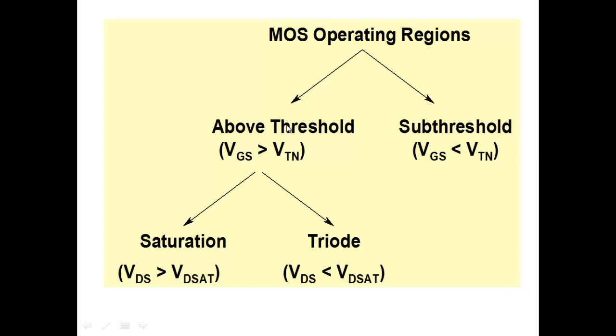Above threshold, there are two parts to it. We saw the characteristics. There is a linear or triode region, which is when the applied voltage is less than the saturation voltage. And then there is a saturation part where the current is relatively constant, VDS greater than VDSAT. So what we need is a model or an understanding of how the current behaves here.